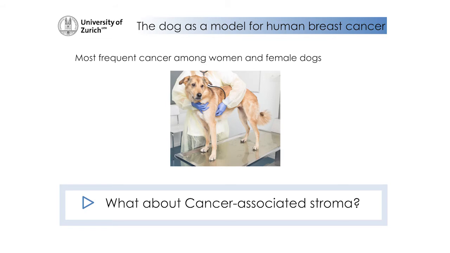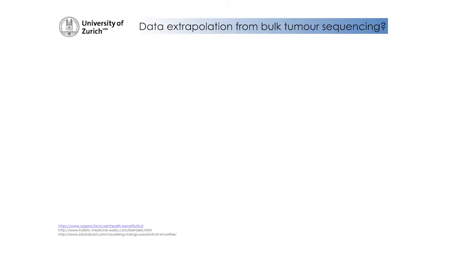But how can you specifically analyze the stromal component in clinical tumor samples? You could use data from bulk tumor sequencing, such as from TCGA and other resources. The problem, however, is that with bulk tumor sequencing, as the name suggests, the whole tumor is mashed up, and the sequencing gives you an average of all different cells that were present in the tumor at the time.